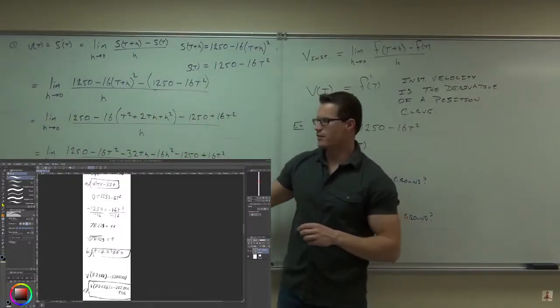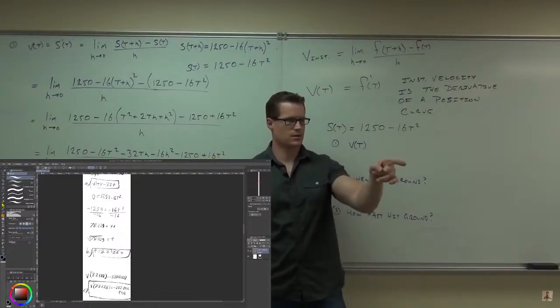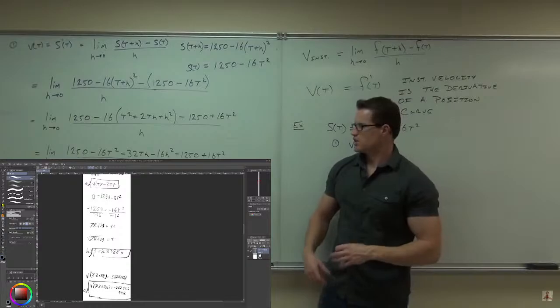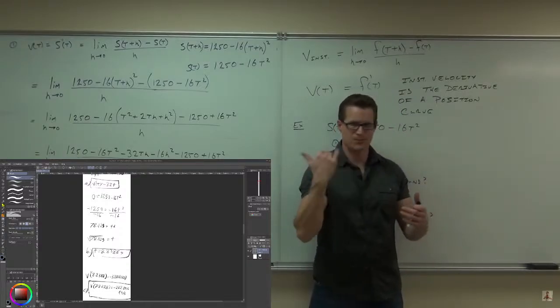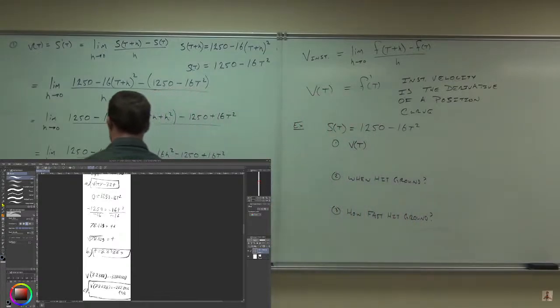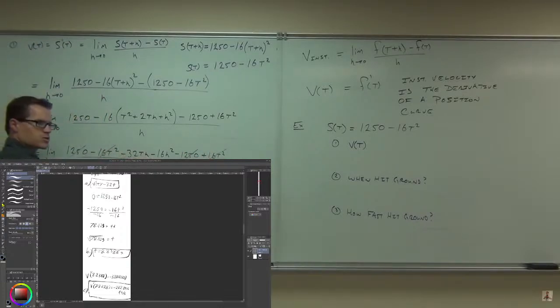Did you make it that far? This side? Yes, good, all right. This side? Does all the good stuff happen like it's supposed to? Everything besides an h goes away? Okay, well that's gone. That's gone. I see only two terms. Each of them has an h. Let's factor the h. Negative 32t minus 16h.